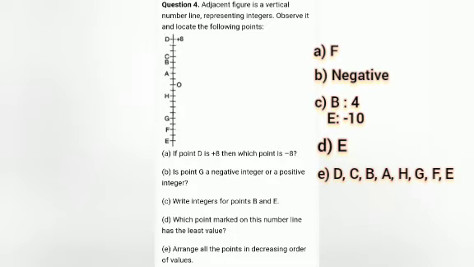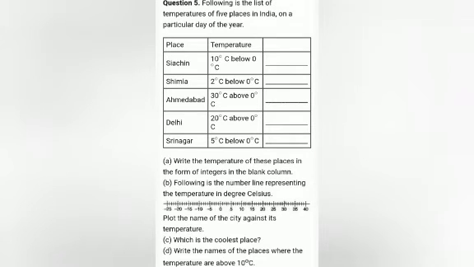Alright, so you have understood how we go ahead writing all these things and understanding the number line. Next question: following is a list of temperatures of 5 places in India on a particular day of a year. We have 10 degrees Celsius, Shimla 2 degrees Celsius below, then Ahmedabad 30 degrees Celsius above 0 degrees.